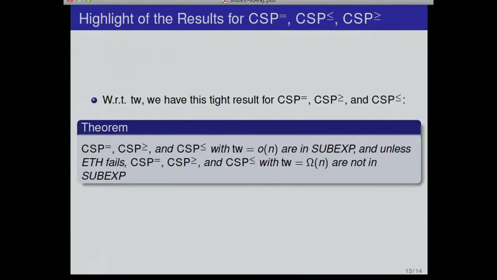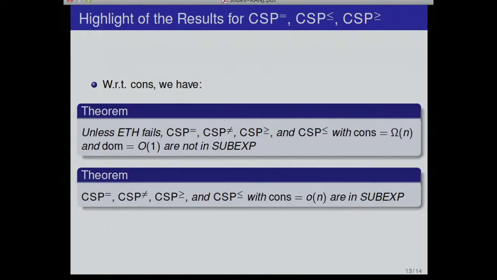All right, so with respect to the remaining cardinality constraints, the tight results that we could show, in terms of the primal tree width, are the same as for all different. If the primal tree width is sublinear, the problem is in sub-exponential time. If it's linear, it's not.